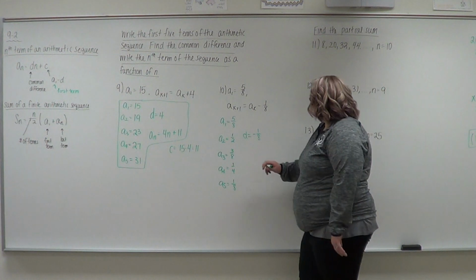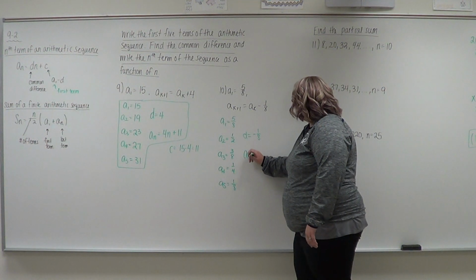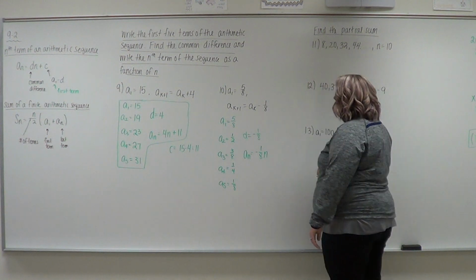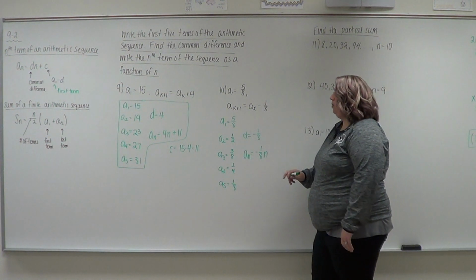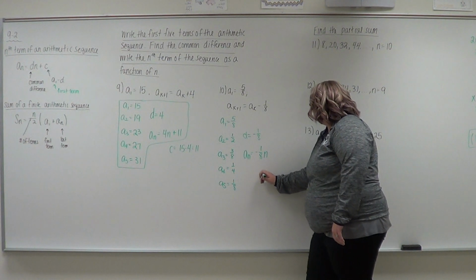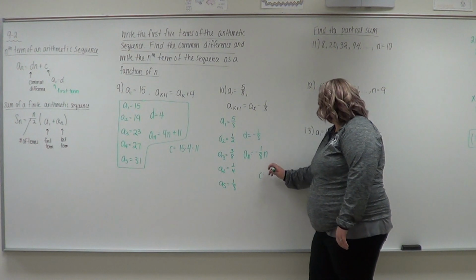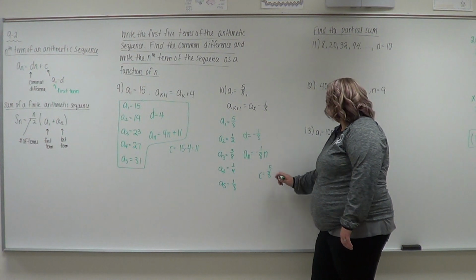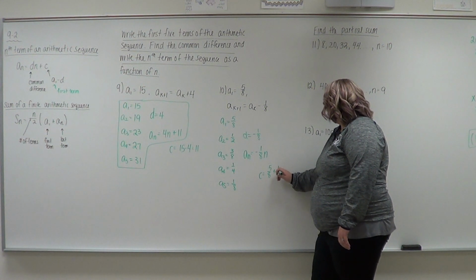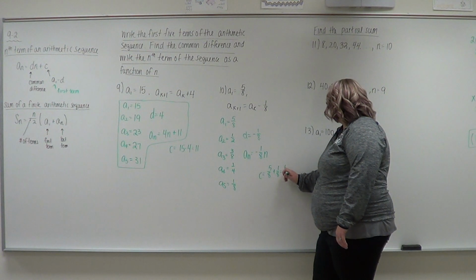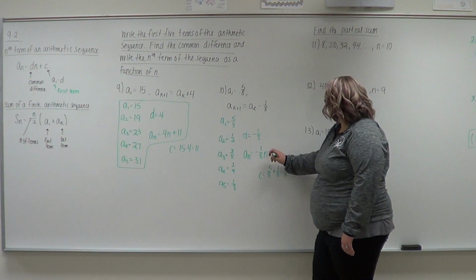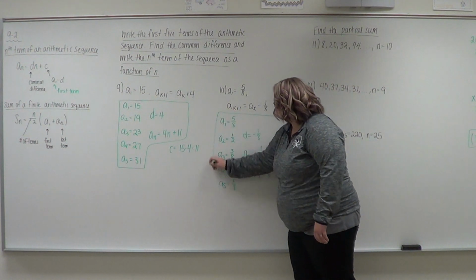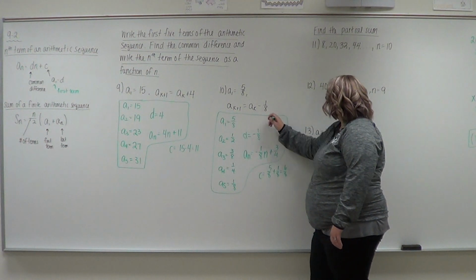So my d is negative 1/8, because that's what I'm adding every single time. Okay, then if I want to write my equation, a sub n equals dn, so negative 1/8 n. Then if I want to find my c, I'm going to take a1, so 5/8, minus d, so minus negative 1/8 would be plus 1/8. So this would be 6/8, and if I reduce that, they're both divisible by 2, so that would be 3/4. And this whole thing is my answer.